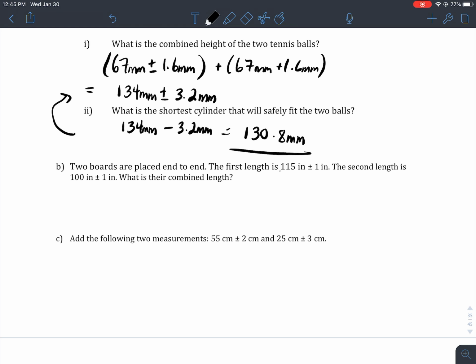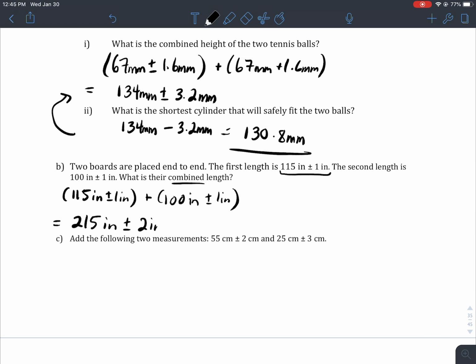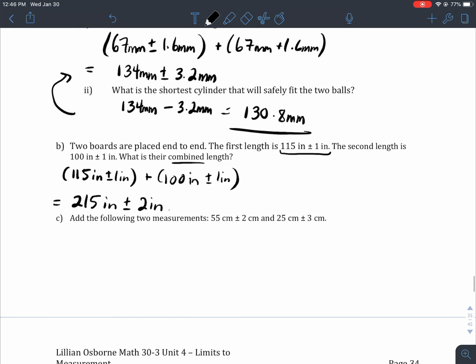Okay, part B then says two boards are placed end to end. The first length is 115 inches plus or minus 1 inch, and the second length is 100 inches plus or minus 1 inch. What is their combined length? So I can go ahead and add together those two measurements, because I'm asked for the combined length. So I get 215 inches plus or minus 2 inches. Okay, and that was going to be the total of the two boards side by side.